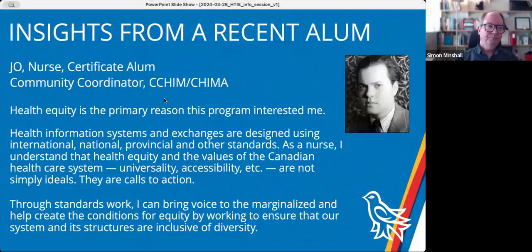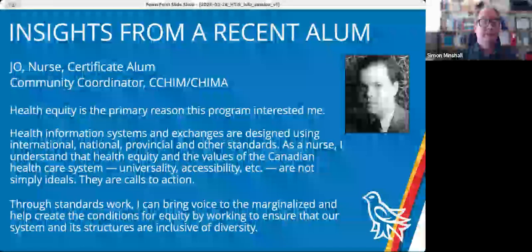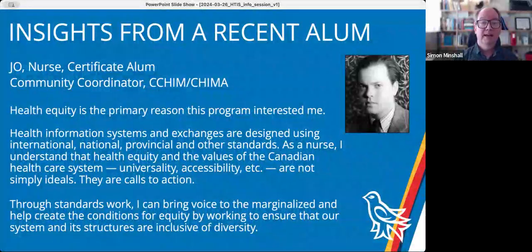Here's another one, a nurse who is also a community coordinator, who's strongly interested in health equity. This is a very active area of research, doing things such as representing the social determinants of health as part of the electronic health record. Health information systems and exchanges are used for international, national, provincial, and other standards.